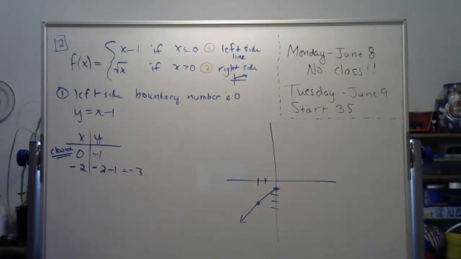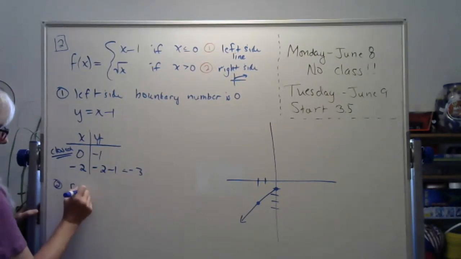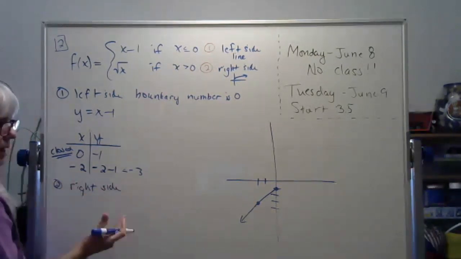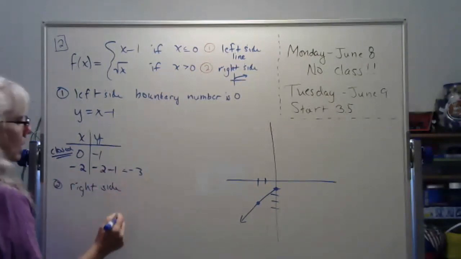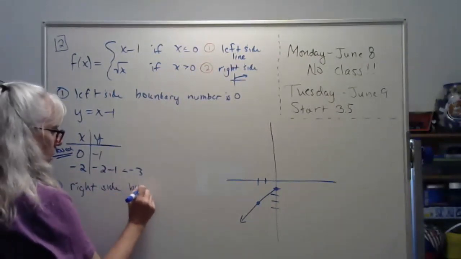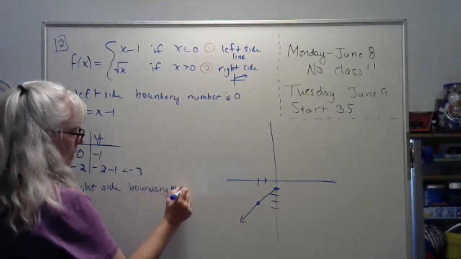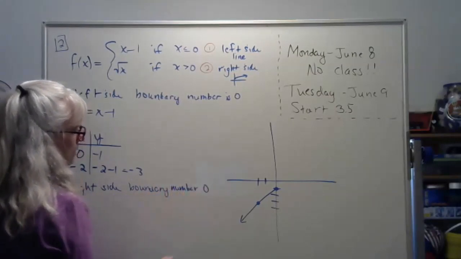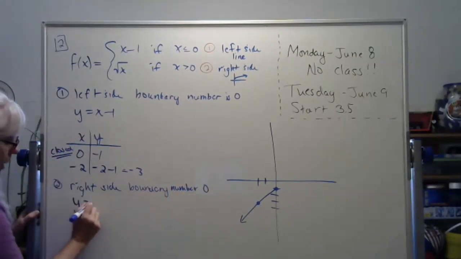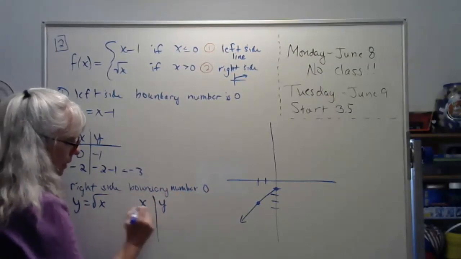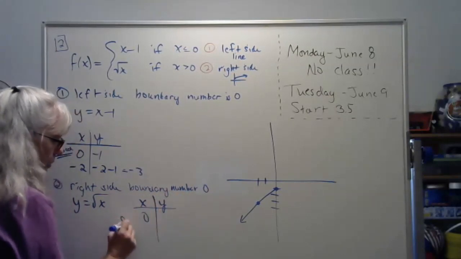Let's go do the right side. So piece 2, which is the right side. It really does help if you think about this as left and right, because that way you don't draw things in the wrong spot. Its boundary number is still 0. But this time, when I go to graph it, I need to remember that on my XY table, the 0 is going to be an open circle.